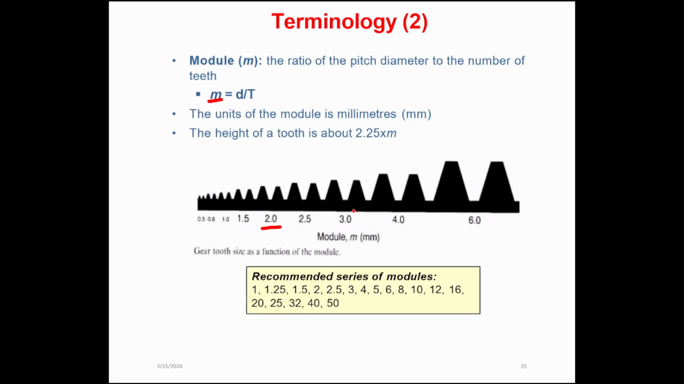So there are standard modules, and you can't define the modules freely. That is the main factor. These are the recommended series of modules: we have 1, 1.25, 1.5, and so on. So why have we defined such a set of modules? These values are defined based on the manufacturing methods, right?